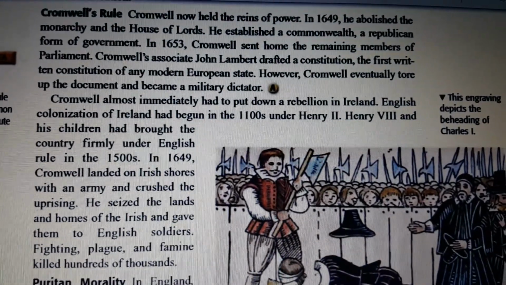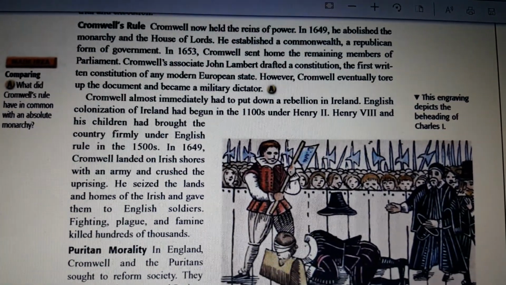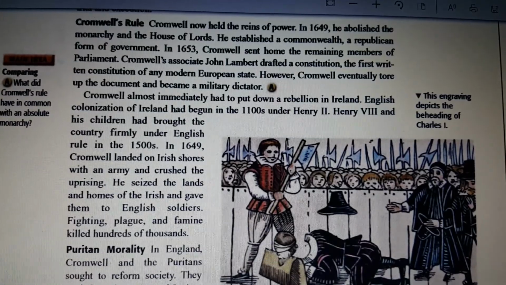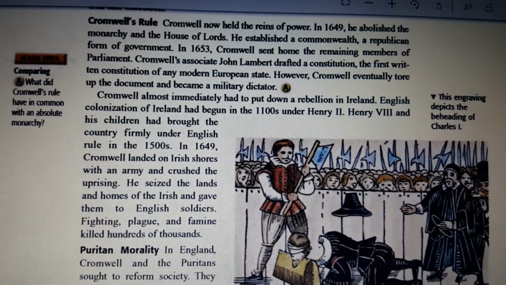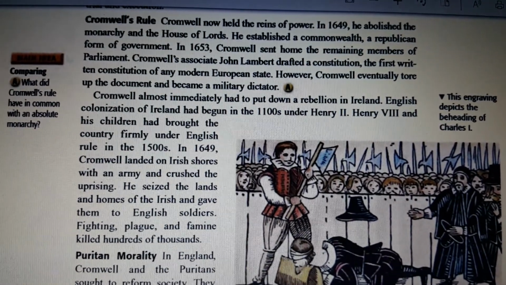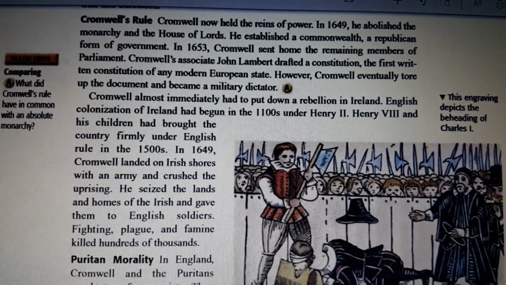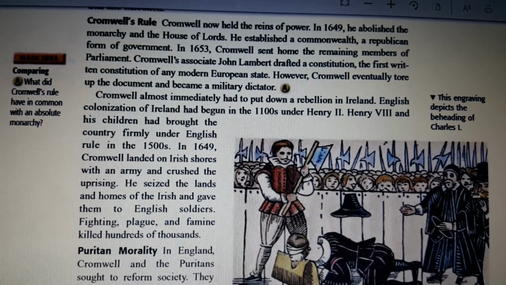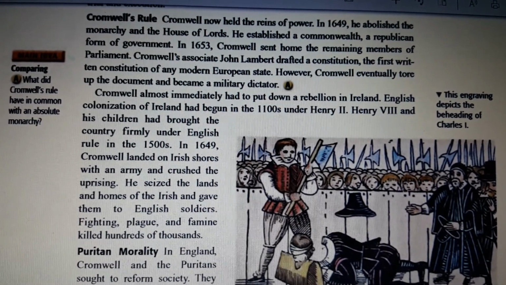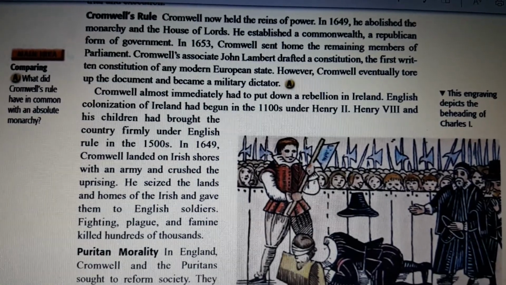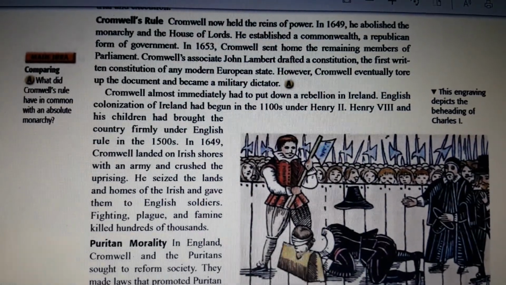Cromwell's rule. Cromwell now held the reins of power. In 1649, he abolished the monarchy and the House of Lords. He established a Commonwealth, a republican form of government. In 1653, Cromwell sent home the remaining members of Parliament. Cromwell's associate John Lambert drafted a constitution, the first written constitution of any modern European state. However, Cromwell eventually tore up the document and became a military dictator.